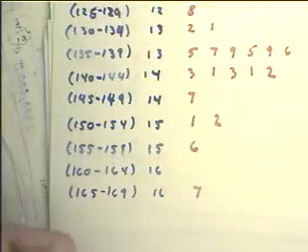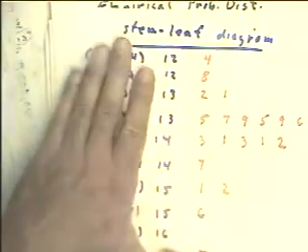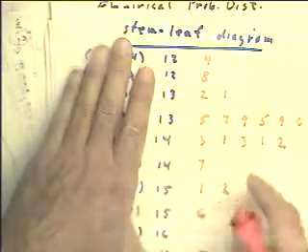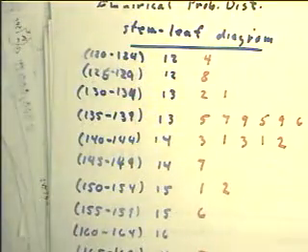Now this is a stem and leaf diagram. This is actually a stem and leaf diagram with what we call two stems. One stem might look like this, and here are the leaves coming off of the stem. Two stems, we have a stem here and a stem here, and the leaves coming off of those stems.